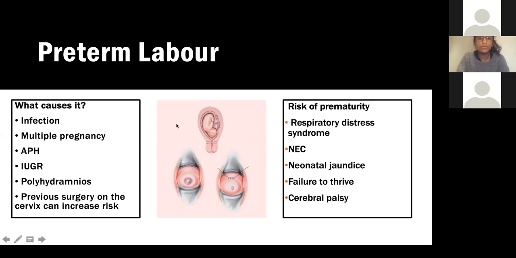And essentially with preterm labor, you've got multiple risks of prematurity in the baby. So things like necrotizing enterocolitis, which you can see in premature babies. You can see neonatal jaundice, failure to thrive, cerebral palsy, and respiratory distress syndrome as well.